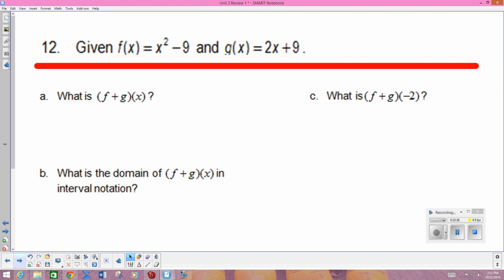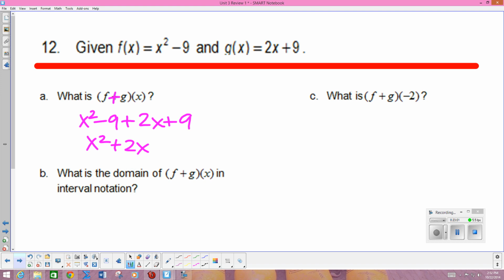Okay, on number 12, we have lots of different parts. And so the first thing we're doing is adding two functions together. That's what this is saying. We are taking the f function and the g function and just adding them together. The f function is x squared minus 9, and adding it to the g function, which is 2x plus 9. And so you're looking to see, are there any like terms there, anything that you can combine? And you have x squared plus 2x, the negative 9 plus 9, they go away. So that's the first thing.